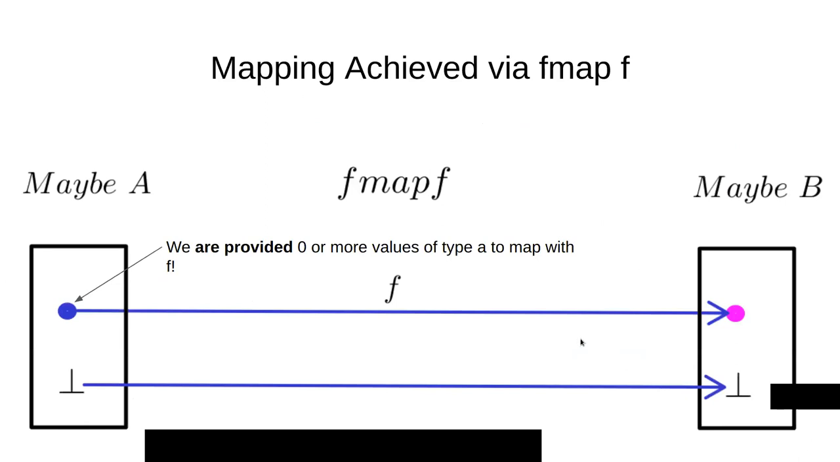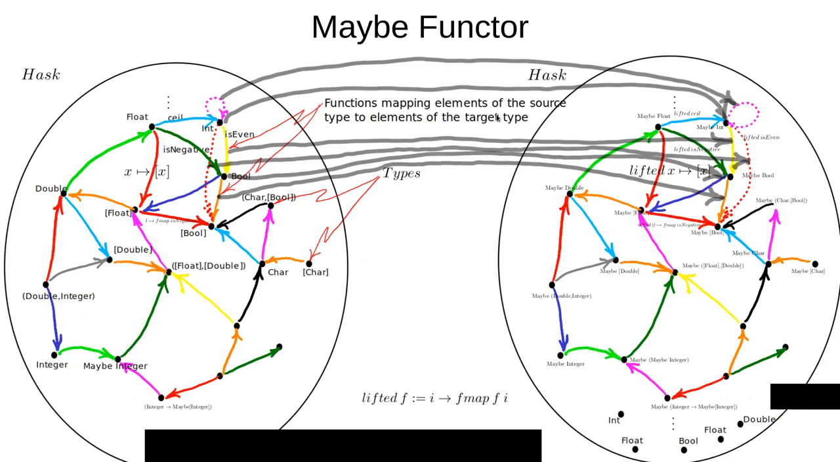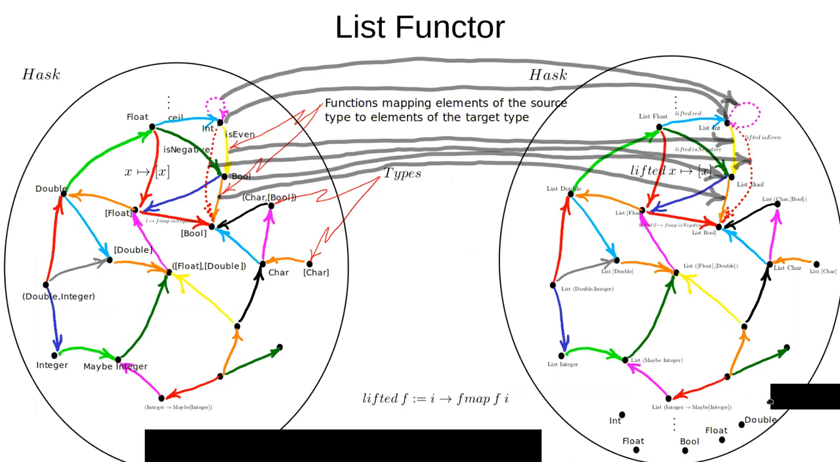And this lifting of is even maps maybe ints to maybe bools. If the maybe contains an n, we ask, is it even? And we get a maybe of bool. Or if it contains nothing, we get a nothing as a result. We can't do anything with it, and we just return nothing within the maybe of bool. That's how lifting works for this functor. I think it should be comfortable.